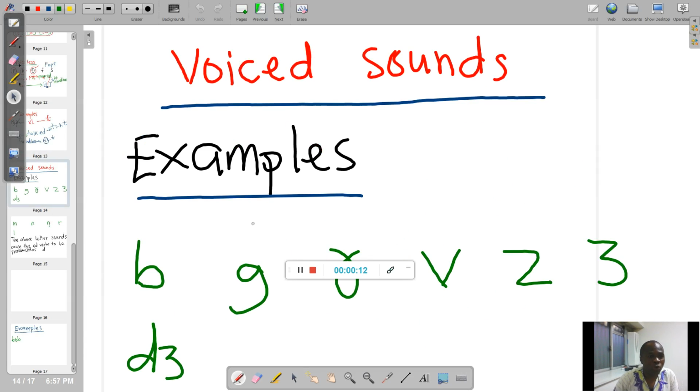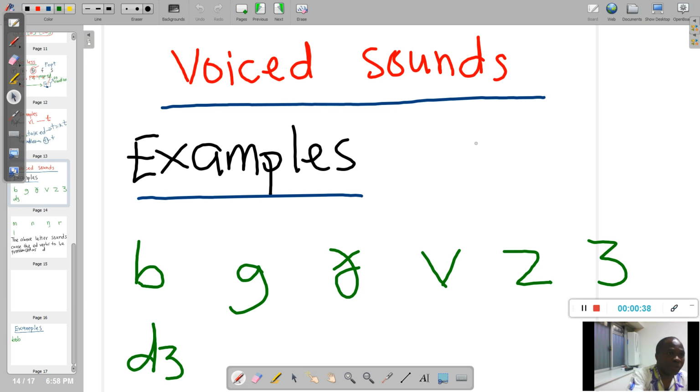We're going to continue the past tense verbs, the ED verbs. We are going to look at why we have three pronunciations for the ED verbs. Today, our main goal is to look at the voiced sounds. When you talk about the voiced sounds, we are looking at these examples.